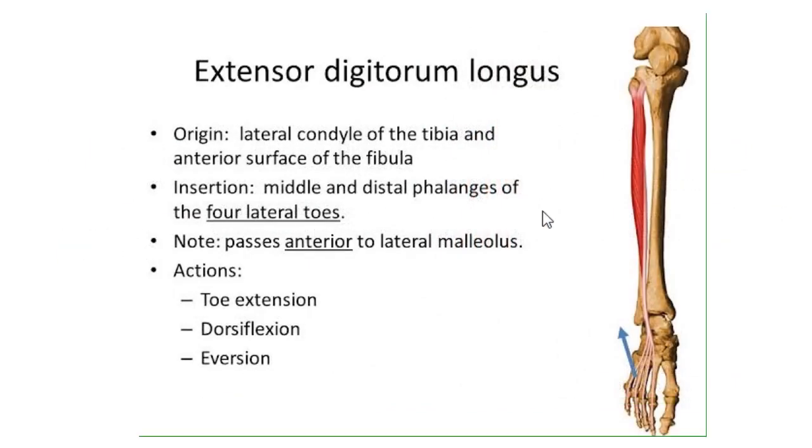Now talking about action of extensor digitorum longus muscle, it acts as a dorsiflexor at the ankle joint. It extends metatarsophalangeal joint, proximal and distal interphalangeal joints of the second to fifth toe. I repeat, it extends metatarsophalangeal joint and proximal and distal interphalangeal joints of the second, third, fourth and fifth toe.